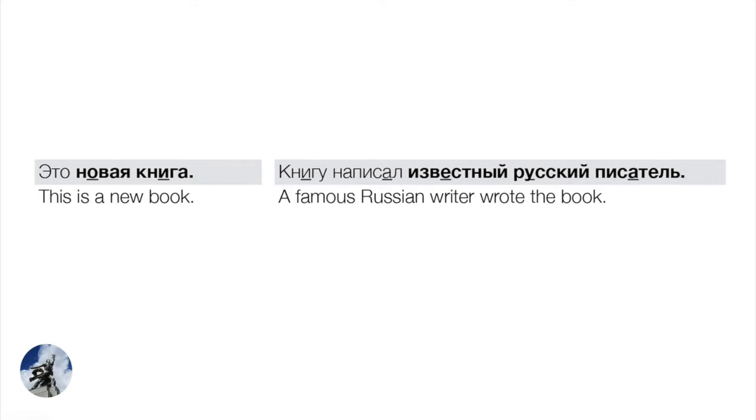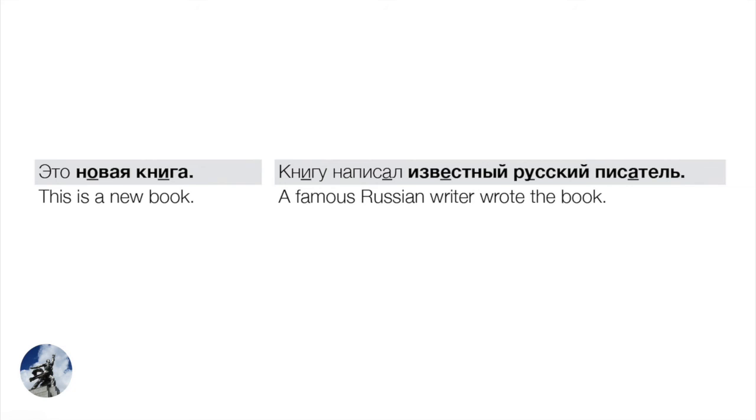Let's take just a very simple example for now. Let's take two sentences. The first one's very simple. Это новая книга. So we're pointing at something, we're introducing an idea. This is a new book. Это новая книга. Okay, what if we go on to say something else about that book? Like the book was written by a famous Russian author, or a famous Russian author wrote the book.